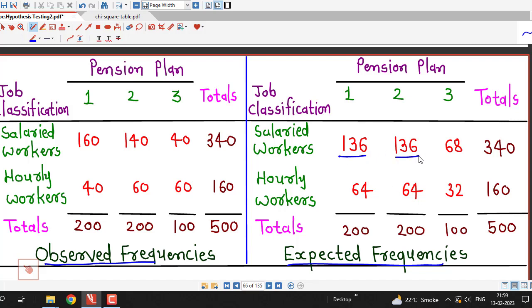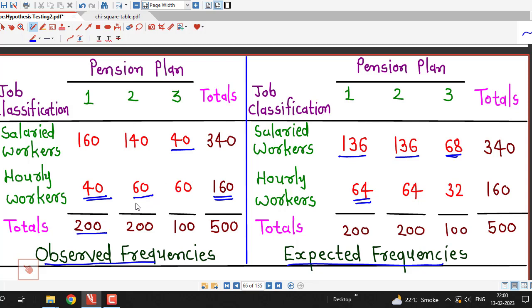This is what we calculated right now, and corresponding to 40 the expected frequency is 68 here. Suppose I am interested in the expected frequency corresponding to this cell. This is in the second row, so I will take 160 and multiply it by 200 and divide by 500. So 160 into 200 divided by 500 turns out to be 64.